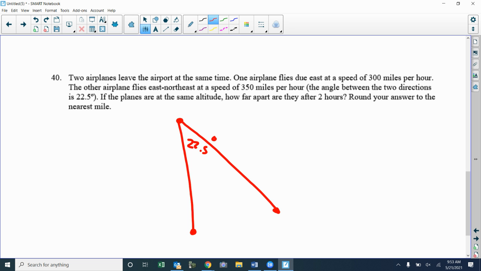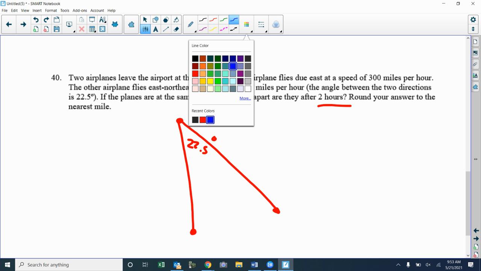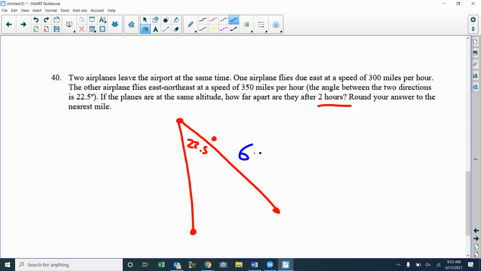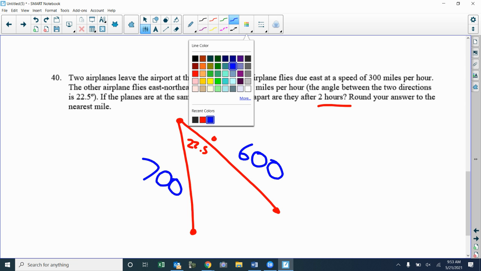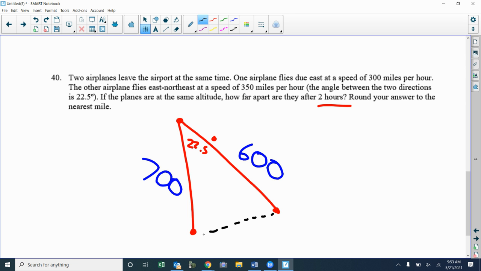Now, there's a little trick in there. One's going 300 miles an hour, the other one's going 350, but they do it for how many hours? 2 hours, okay? So that's the trick. You've got to be careful there. So one of them is going to be 600 miles, and the other equals 700 miles. And you, my friends, need to find this distance right here. So we can just call that A.